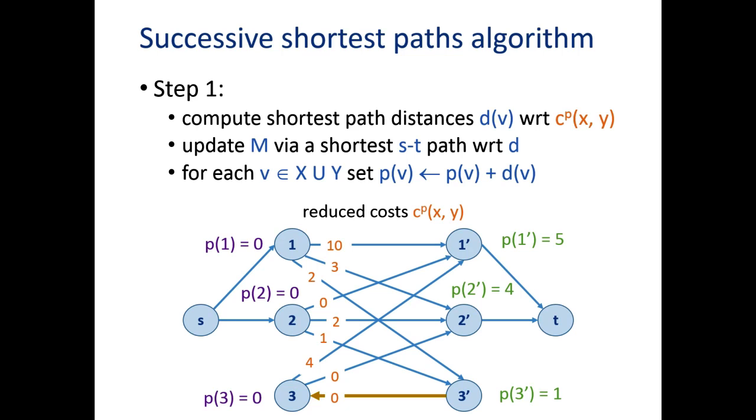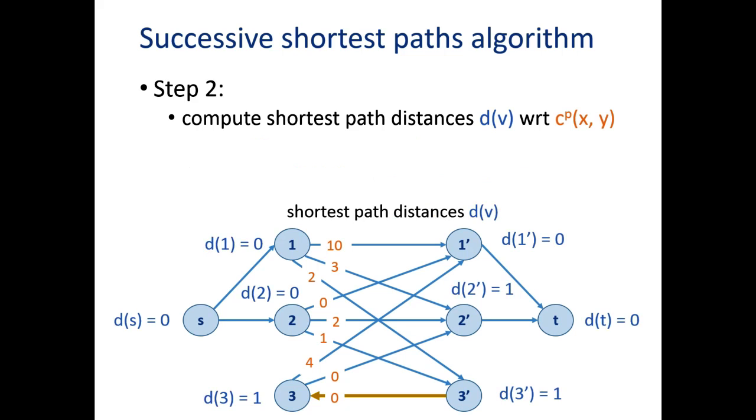So note in particular that this becomes 0. Why does it become 0? Well, it becomes 0 because the distance to here was 1. So the cost of this edge, measured in this direction, was 1 plus 0 minus 1, so now it's 0. Good, so that's step 1.